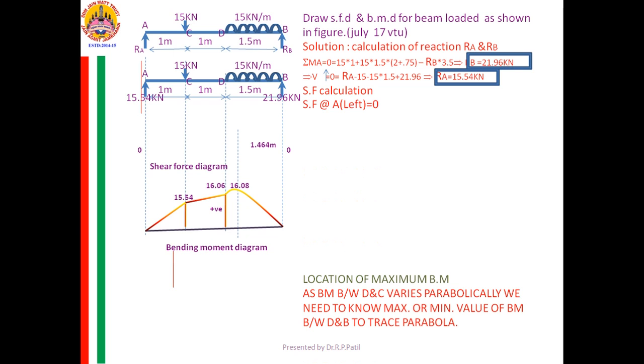So I want SF at A left. Now what I am doing is, as far as possible, I am taking the left part only for the calculation. You can take any part. Right now I am taking the left part for the calculation. Now if you see the left side of A, nothing is there, no beam, no load. Therefore, total of loads on the left side is equal to 0.